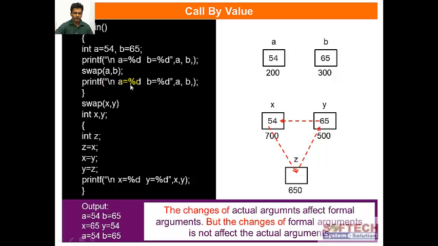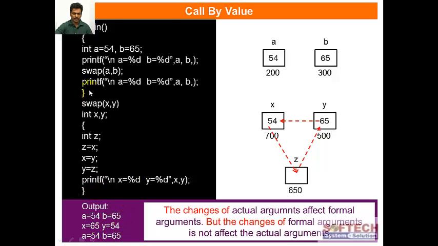The print function displays the a value transferred to x, the b value transferred to y. The value of x is 54, y is 65. By using the third variable z, we assign the x value to z, then the y value to x, then the z value to y. So it is interchanged. The 65 comes to x, the 54 comes to y. So the value swapping happens in the x and y locations only. So x equals 65, y equals 54.